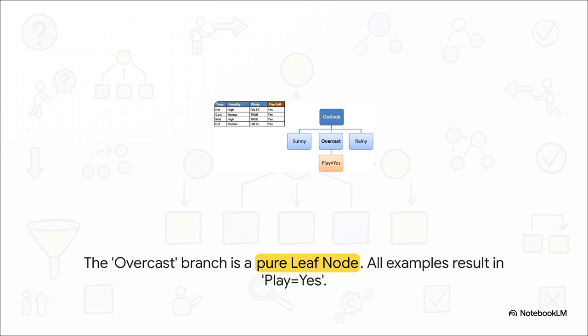Look at that overcast branch. Every single time the outlook was overcast, all 4 times, the decision was yes, play golf. That group is perfectly pure. There's no uncertainty at all. So the algorithm knows its job is done right there. It slaps on a leaf node that says yes and moves on.